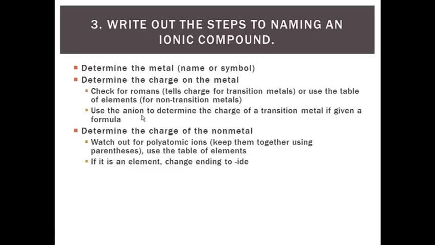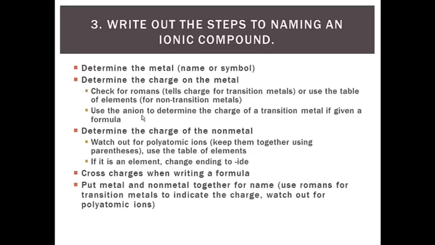And if it is a pure element, change the ending to "ide." So something like oxygen would become oxide. Nitrogen would become nitride, etc. Crisscross the charges if you're writing a formula. So cross those charges out. Remember, we want positives to equal negatives. And then put the metal and nonmetal together for the name. Use those Romans to indicate the charge, and watch out for polyatomic ions. A good indicator of polyatomic ions is if it ends with ite, I-T-E, or if it ends with ate, it's probably a polyatomic ion. You should check that sheet.